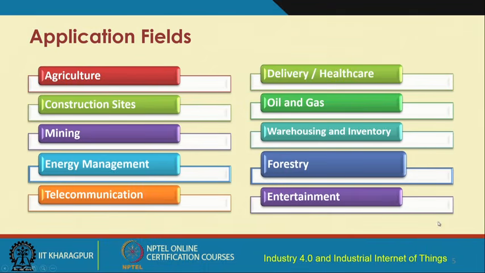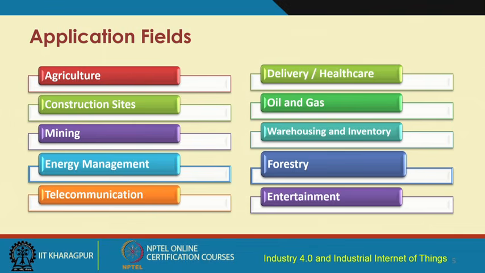UAVs, as I was telling you, could be used in different industries: in the agricultural industry, construction sites, mining industry, energy management, and for the telecommunication industry, for offering connectivity between different remote places. Where existing communication infrastructure is not already there, UAVs could be used to offer connectivity between 2 different points.